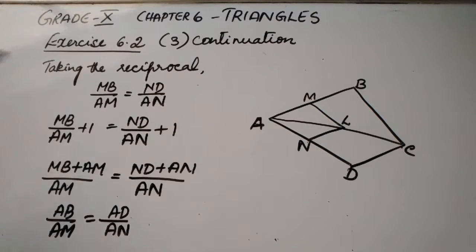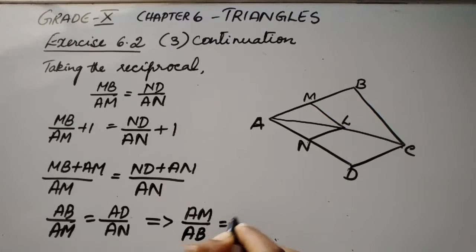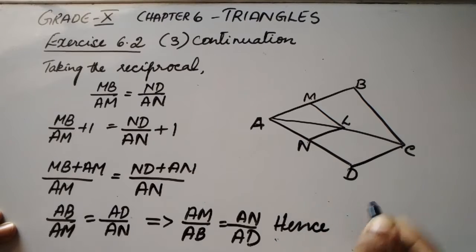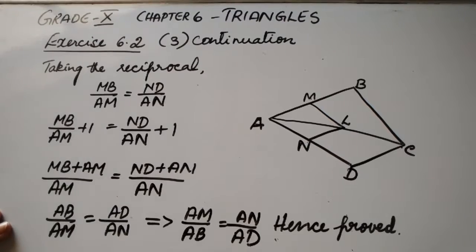Now we have taken the reciprocal here, so let us take it back. What do we get? AM divided by AB is equal to AN divided by AD. And this is what we have to prove. So hence proved. So this problem is solved here.